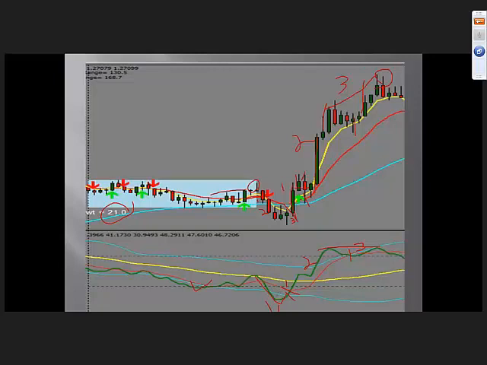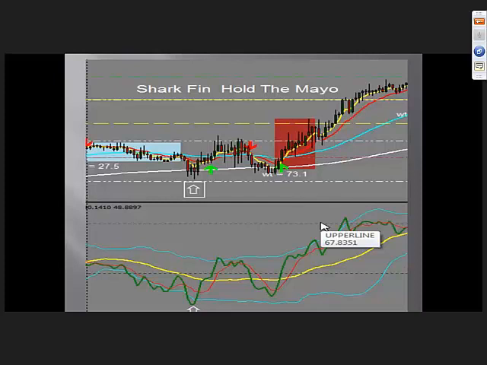Okay, look. This is shark fin hold the mayo. It's not a sandwich. I know you thought that. Hold on, I need a sip. All right. What happens? You get a shark fin in and out, right?